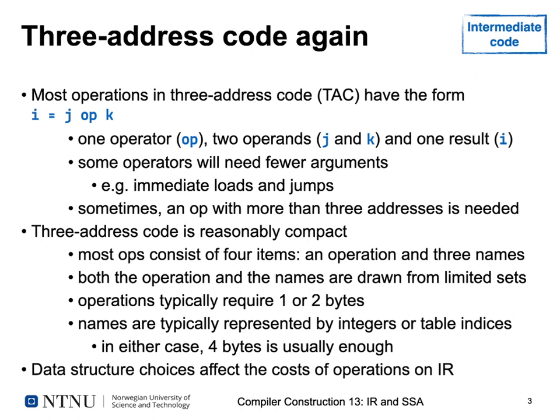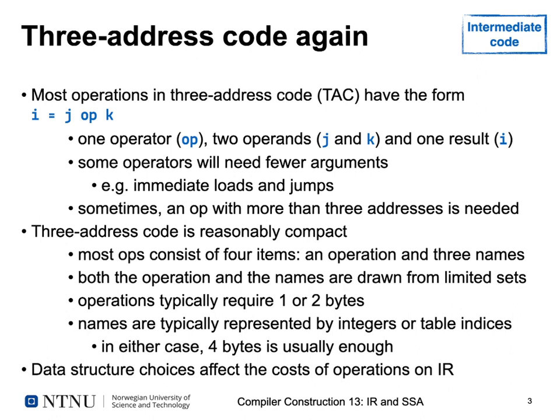Some of the operators will need fewer arguments, for example, immediate loads and jumps might only require one target address. And sometimes we might need an operation with more than 3 addresses for special cases. Nevertheless, in most use cases, 3-address code is reasonably compact because most ops consist of 4 items, so an operation and 3 names of variables that are involved.